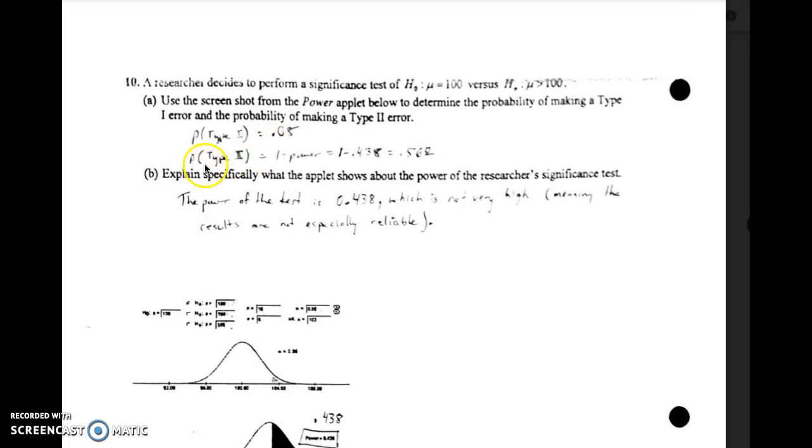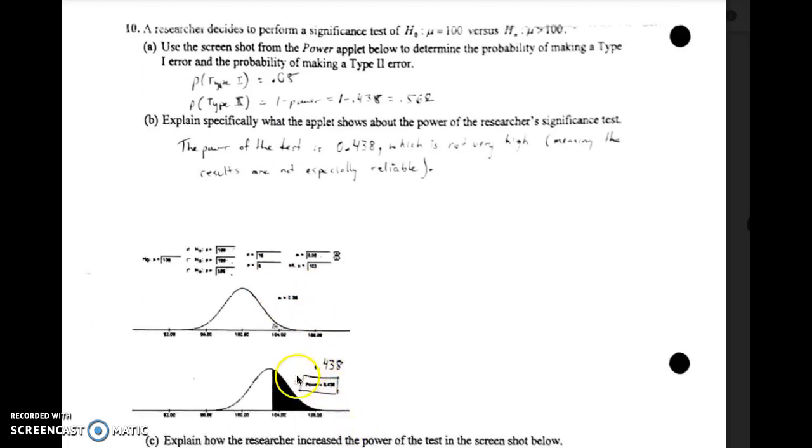And the probability of a type 2 error: type 2 error is beta, and the formula to get beta is just 1 minus the power. And the power, which again is shown to you down here, and you can't read this number, I realize that, but it's 0.438. So you do 1 minus 0.438, which gives you 0.562 for the probability of a type 2 error.